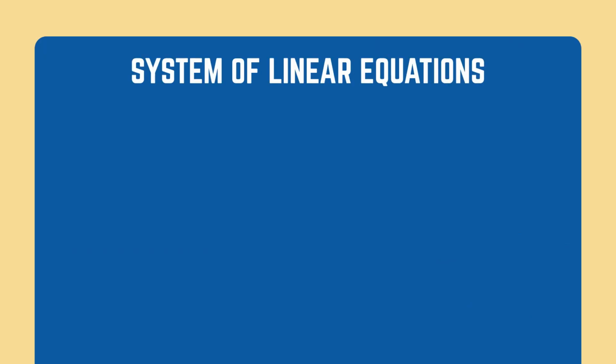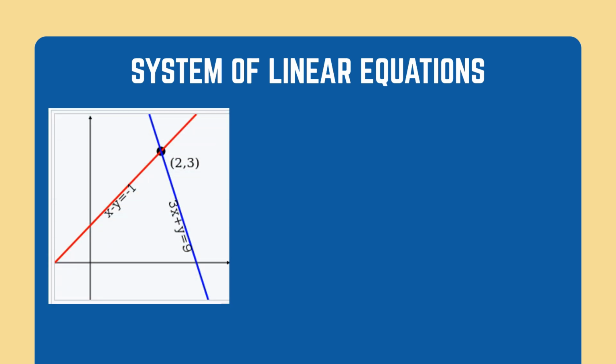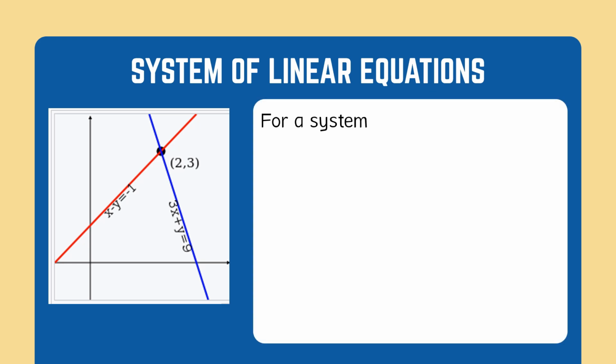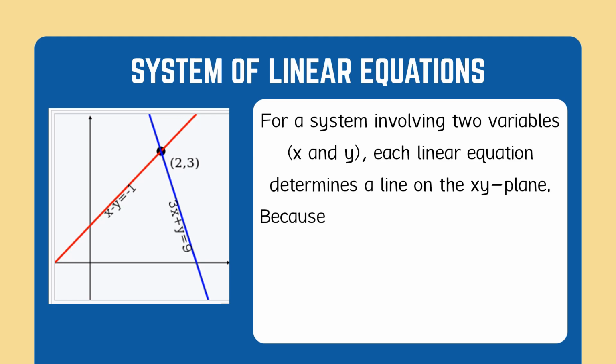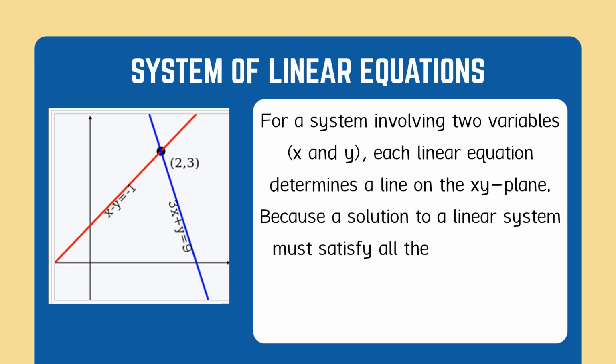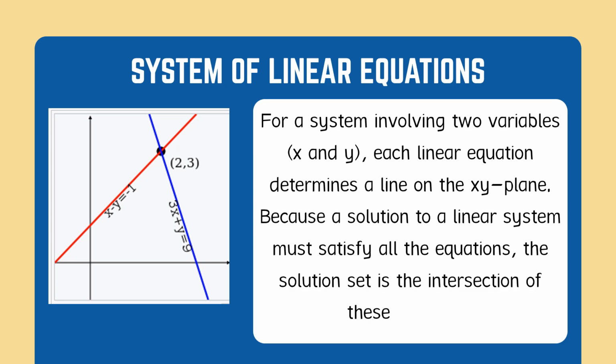System of linear equations. The usual process in solving the system of linear equations is by graphing, substitution, or elimination. For a system involving two variables, x and y, each linear equation determines a line on the xy plane. Because a solution to a linear system must satisfy all the equations, the solution set is the intersection of these two lines.